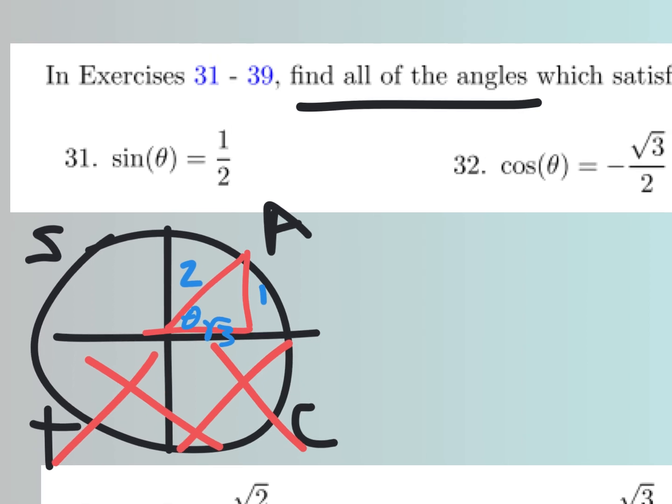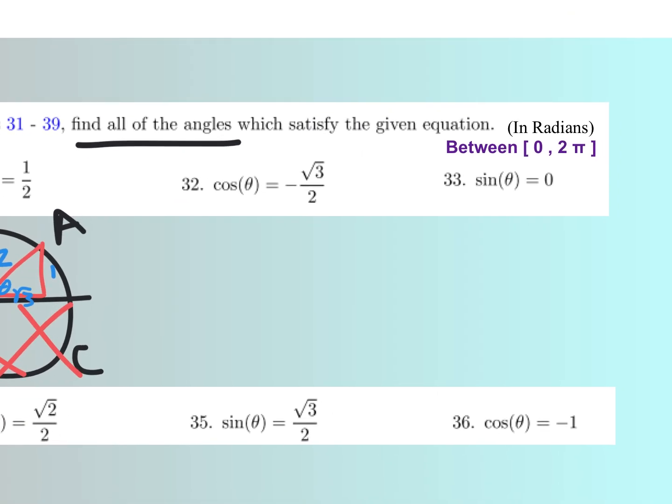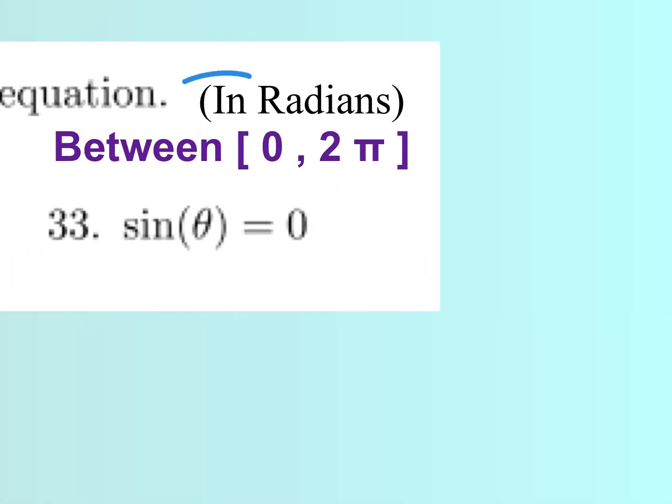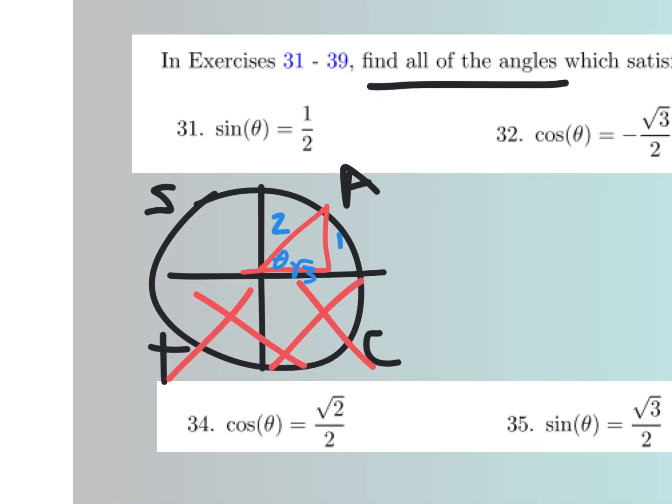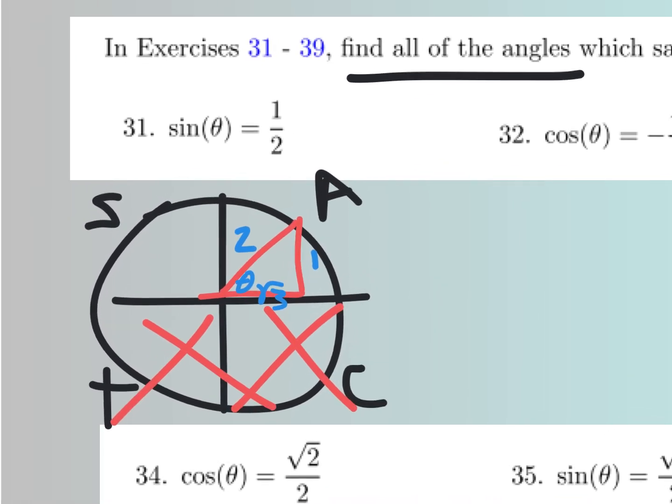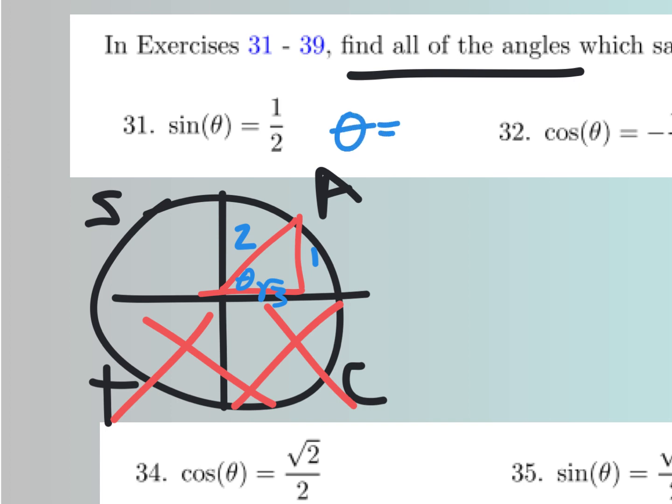Pi over 6. There it is, because notice, look at this, in radians, which is between 0 and 2 pi. Okay, so 30 is really easy to think, and it's not wrong until you write it on a paper. Final answer, theta isn't really 30, it's pi over 6. And then it's also wrong. What?